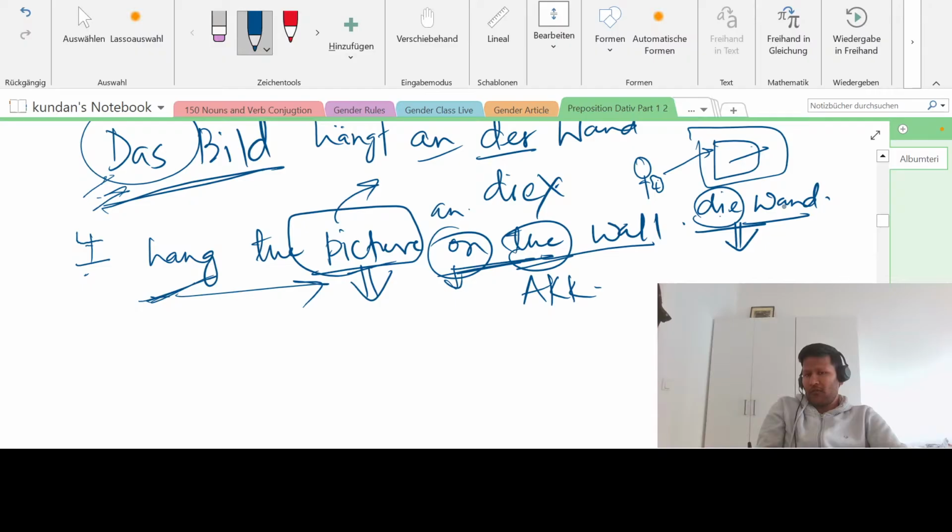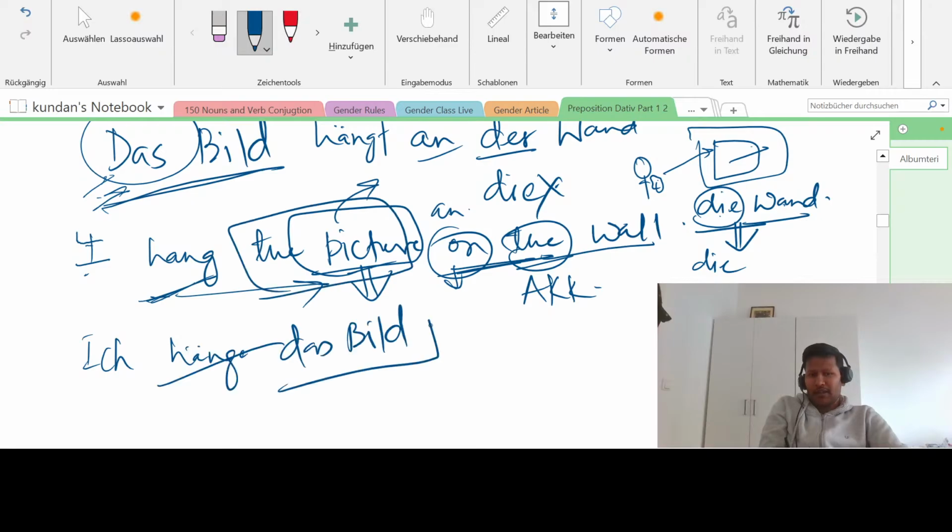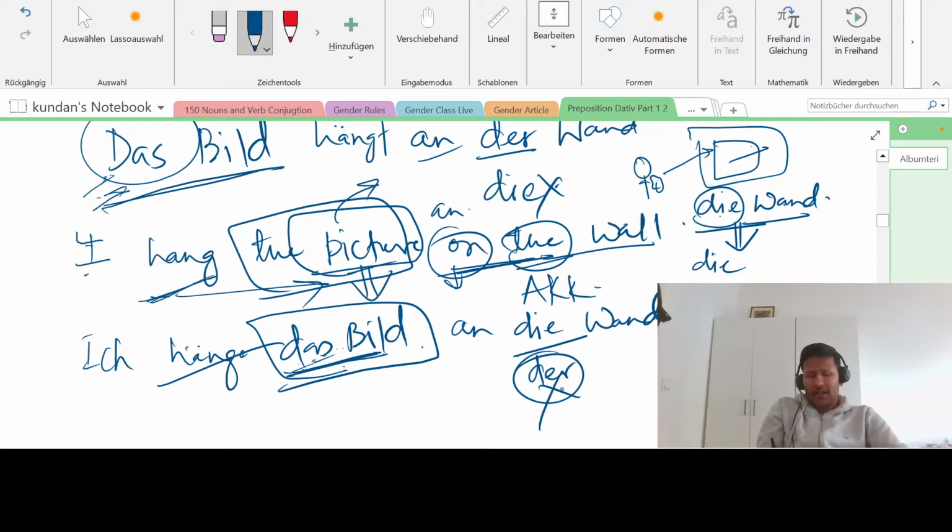Let us make the sentence. Okay. So I will say: ich hänge something. Das Bild. What am I hanging? The picture. This is also accusative, but this das is das only in accusative, right? It will not change. Ich hänge das Bild an die Wand. I'm not telling an der Wand. If I say an der Wand, it is wrong.